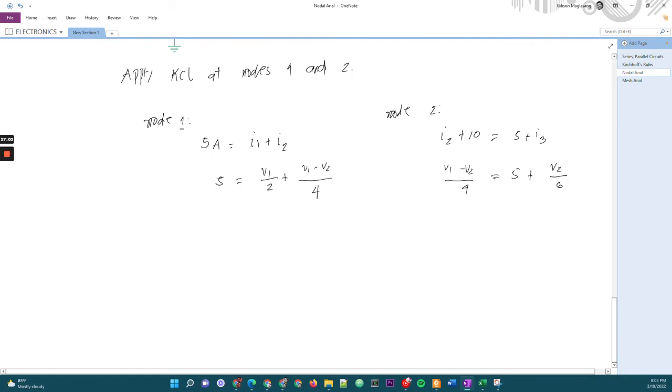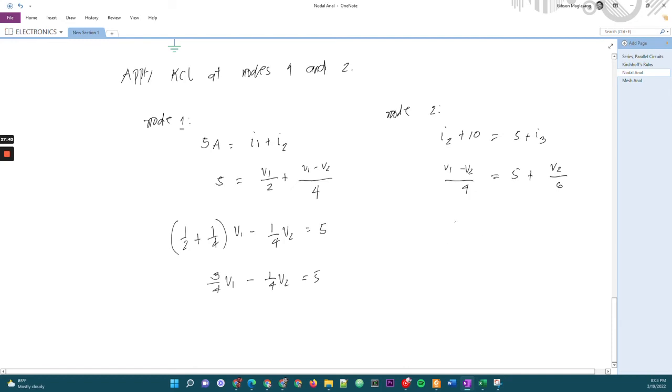Then, we have to simplify this one. Collect all the V1s and the V2s. So, we have 1/2 plus 1/4, that is V1, minus 1/4 V2 equals 5. Alright? Then simplify it. We have 3/4 V1 minus 1/4 V2 equals 5.